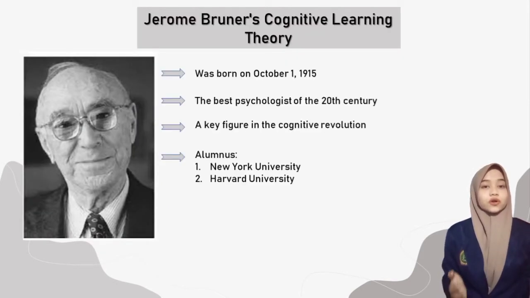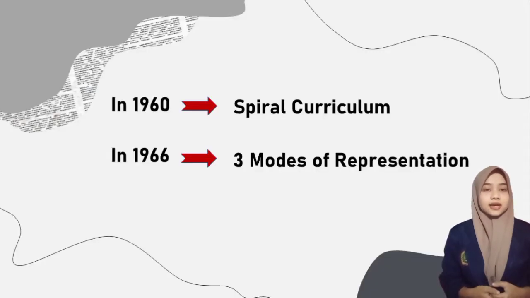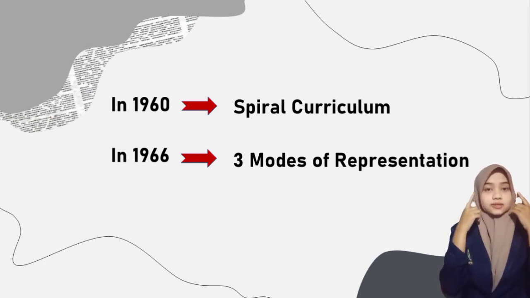Jerome Bruner was born on October 1st, 1915. Bruner is the best psychologist of the 20th century and a key figure in the cognitive revolution. He is an alumnus of New York University and Harvard University. In 1960, Bruner discovered cognitive learning theory, namely the spiral curriculum. And in 1966, Jerome Bruner proposed three modes of representation. Three modes of representation are the way in which information or knowledge is stored and encoded in memory.